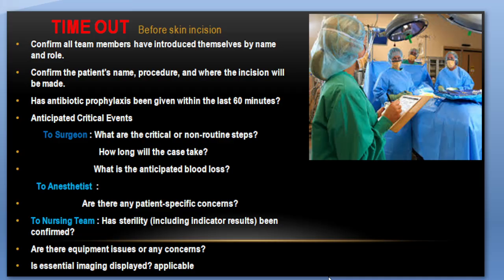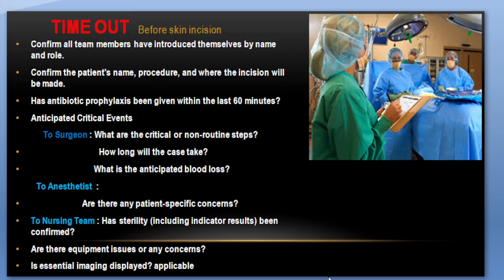Then next thing is, how long this case will take. Based upon the duration of surgery, we can plan patient care. That is how long this case will take, and what the anticipated blood loss is. As we discussed in the sign-in process, if the anticipated blood loss is more than 500 ml, we have to arrange for a blood transfusion.